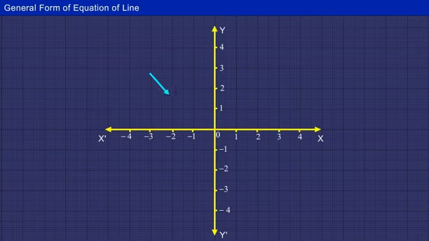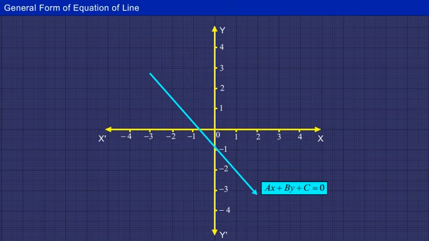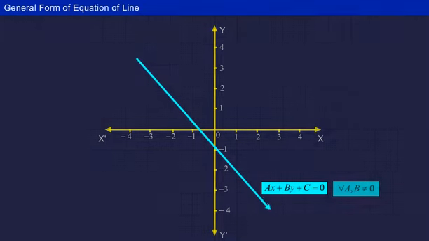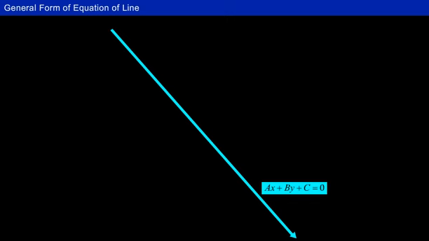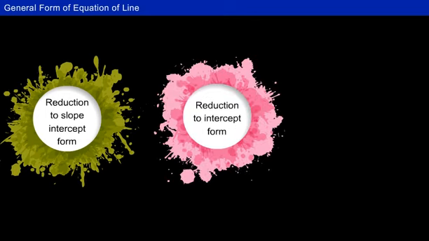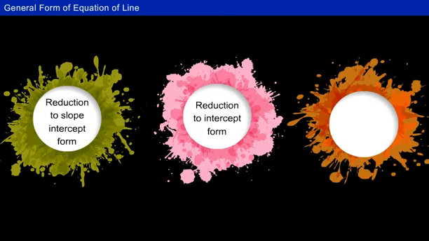We are aware that every straight line is associated with an equation. The general equation of the straight line is ax plus by plus c is equal to 0, where a and b are not 0. We can derive this equation of the straight line in different forms. That are reduction to slope-intercept form, reduction to intercept form, and reduction to normal form. Let us see them one by one briefly.